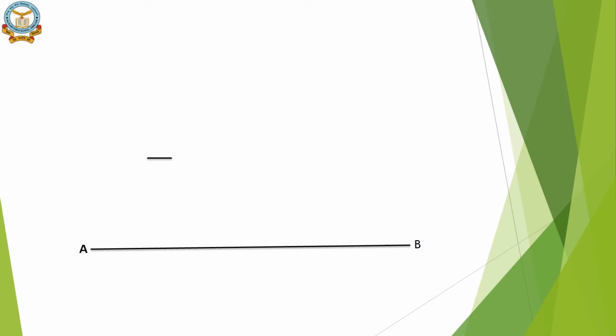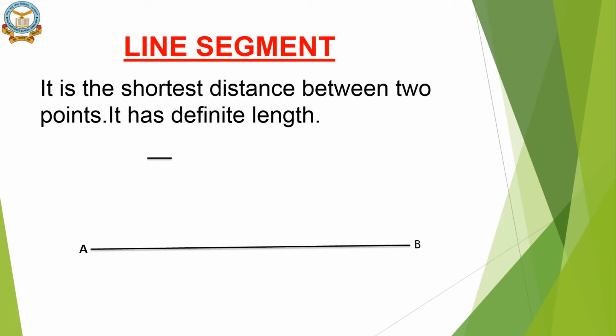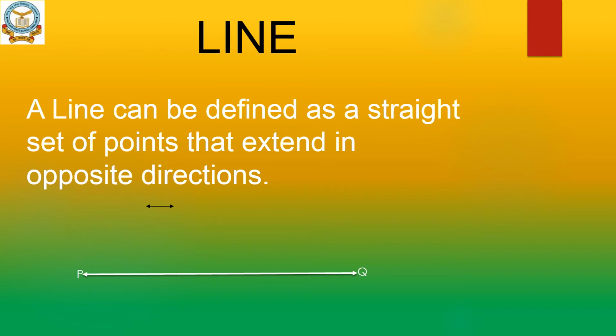If there are two different points, A and B, then the shortest path between these 2 points is a line segment. These 2 points are endpoints of the line segment, and the shortest distance is known as the length of the line segment. So, a line segment has 2 endpoints and it has a definite length. A line has no endpoints, hence it can be extended indefinitely in both the directions. So, it has no definite length.